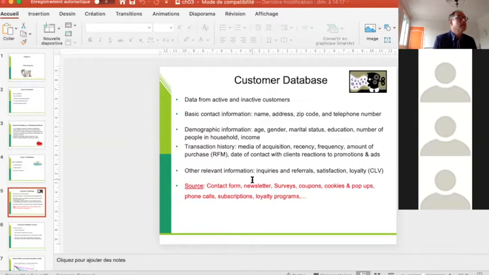If you go to China, this does not exist. In China, they store all this information. You see it in the current situation with the coronavirus.